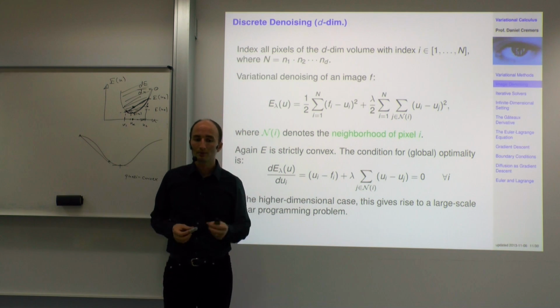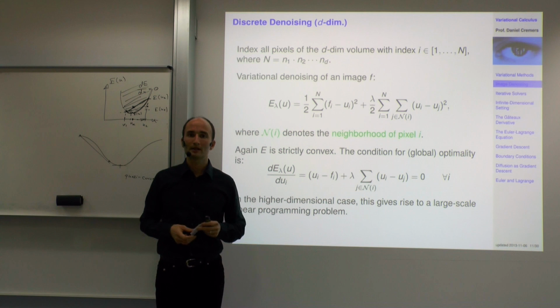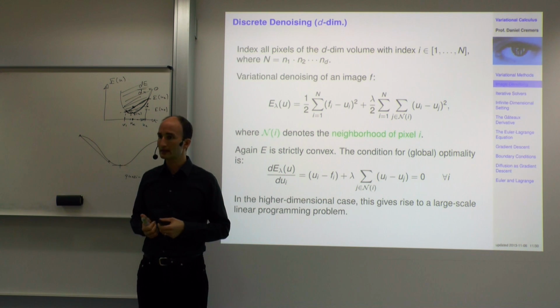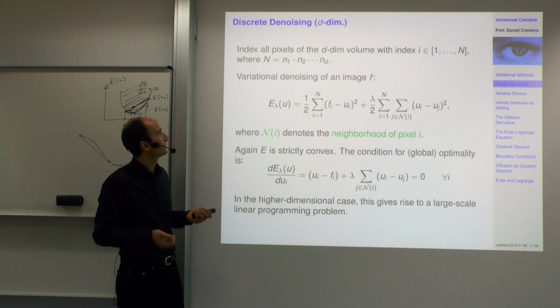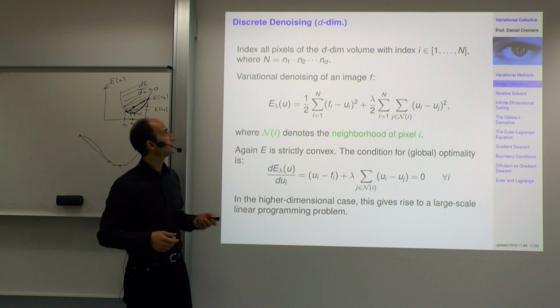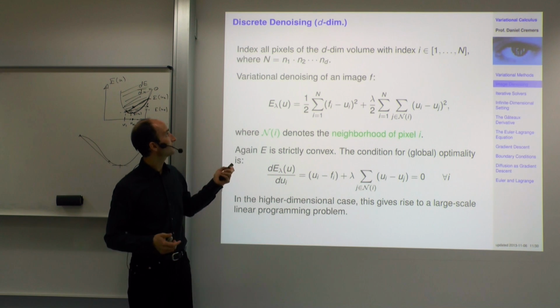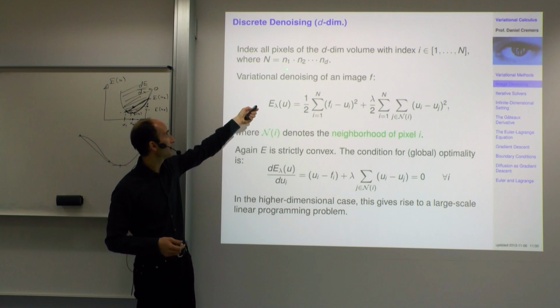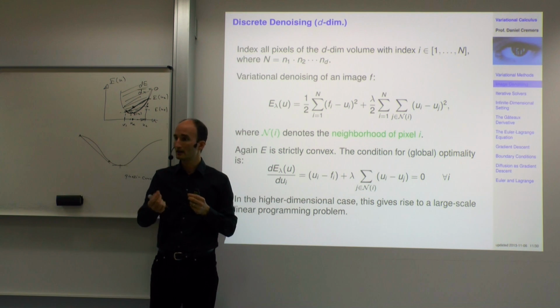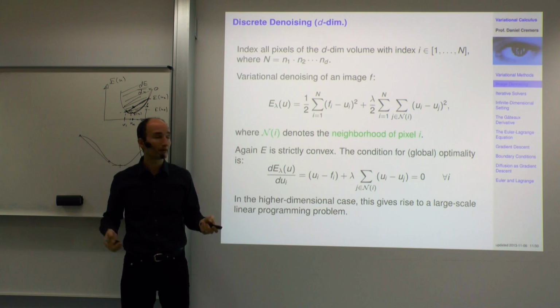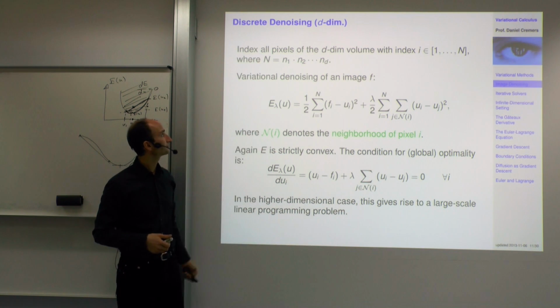This was the example of denoising in 1D. Of course, images are not one-dimensional, and it becomes a little more interesting if we take more dimensions, so 2 or 3 or 4 dimensions. Doesn't really matter. Let's take a D-dimensional image, and so there are lots of pixels in each dimension. I have N1 in the first, N2 in the second, and say ND in the Dth dimension. Typically, if you have a square image, they're all the same.